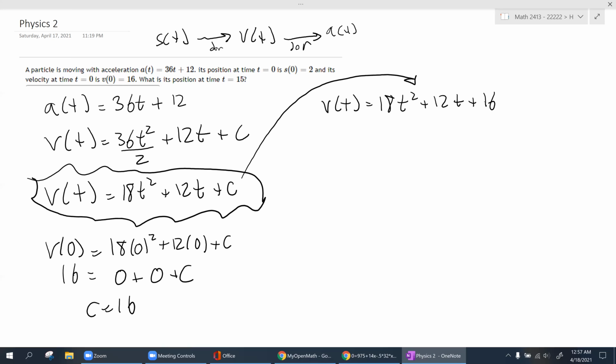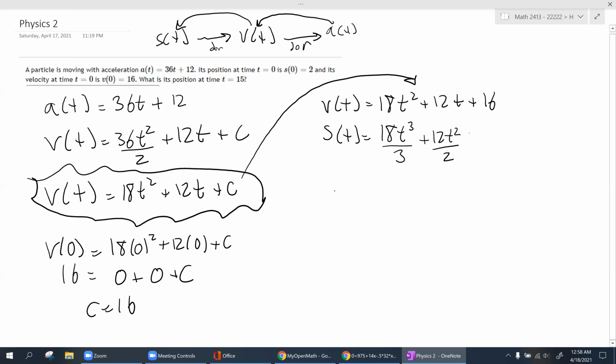Right. I need to go ahead and integrate this. All right. Again, I went from acceleration, I integrated to give me velocity. And you got to take these step by step. Right. You cannot take one big jump from acceleration to position. All right, I'm going to go ahead and integrate velocity to give me position. So my position function will then be 18t cubed over 3 plus 12t squared over 2 plus 16t plus c.